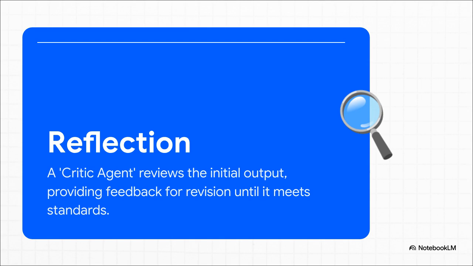Well, the reflection pattern offers a pretty brilliant solution. Basically, you create a second AI agent, a critic agent, whose only job is quality control. Think of it like a teacher looking over a student's essay. The first agent writes a draft, then the critic agent reviews it against a specific rubric, gives detailed feedback, and sends it back for revisions. And it keeps doing this until the essay gets a passing grade.